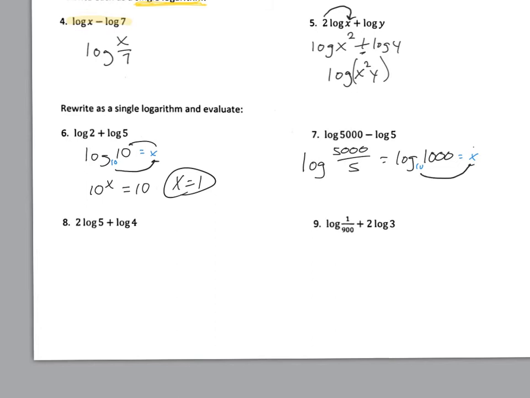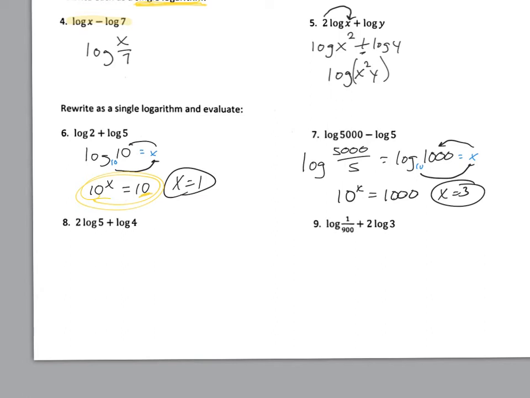So 10 to the what power is 1,000? With this kind of a problem, we're counting zeros. Just like we counted zeros over here, right? We counted zeros on this one. 10 to the what power? Well, that has 1, 2, 3 zeros. So 10 to the 3. So x equals 3.